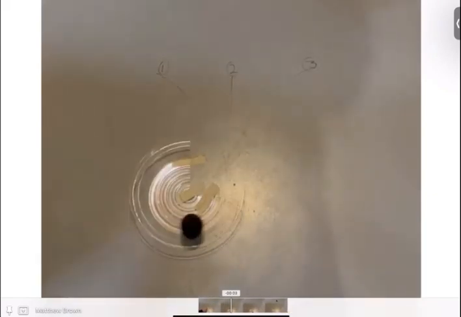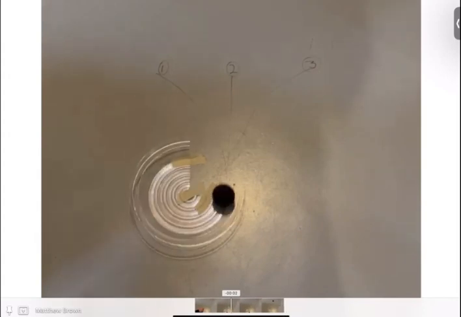Right, see how the ball's going to roll all on its own. And then when it gets here, what's going to happen? Is it going to follow path one and keep curving? Is it going to follow path two and go straight? Or is it going to follow path three and go outward?